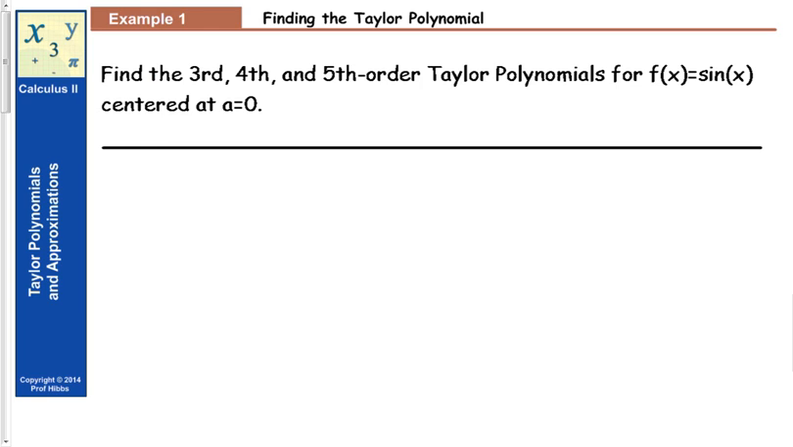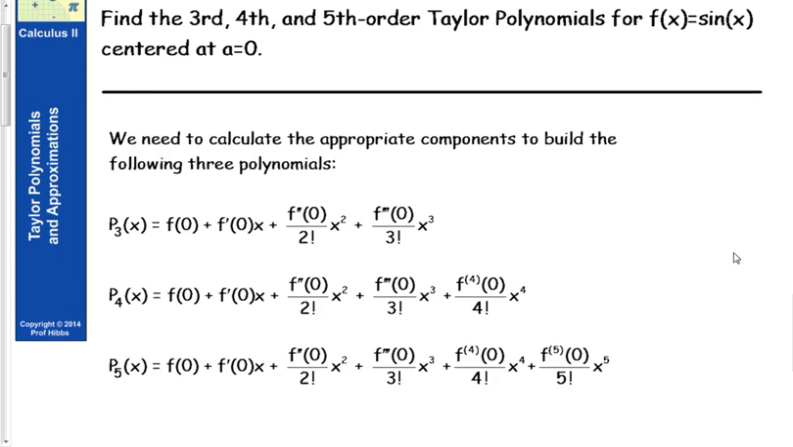So here we're asked to find the third, fourth, and fifth order Taylor polynomials for f of x equals sine of x, centered at a equals 0. Actually, it probably would just say centered at 0. So let's keep in mind what this is asking us to do. We need to calculate the appropriate components to build the following three polynomials, as I've stated here. So the third order Taylor polynomial is stated in this way, p subscript 3.